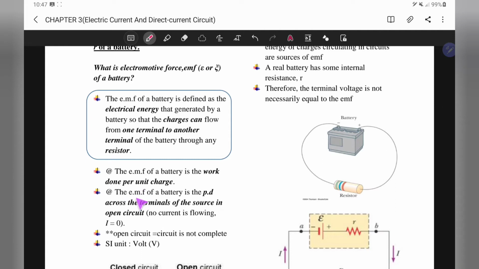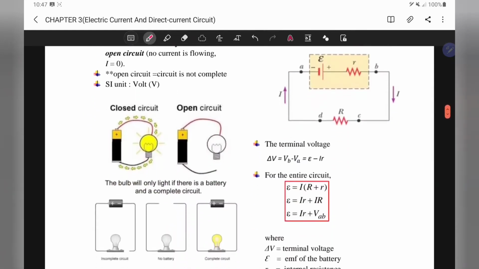And then the EMF of a battery is the potential difference across the terminals of the source in the open circuit where the current equals 0. What does it mean by that? Let me explain. Open circuit means that the circuit is not complete, or the switch is off, or the current doesn't flow through the circuit. Don't be confused. Open circuit means the switch is off or the current doesn't flow through the circuit, and the unit is volts.